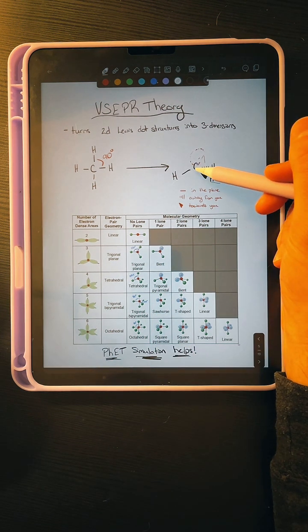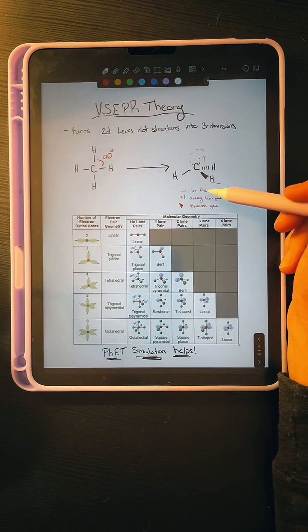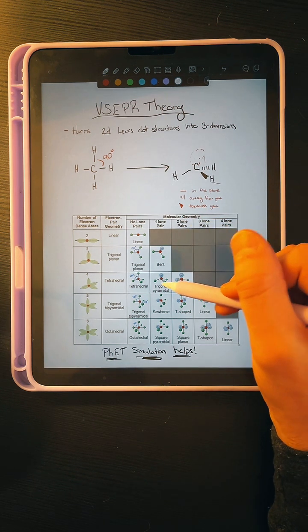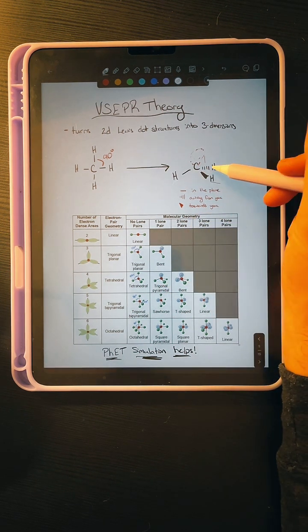Pyramidal because it's going to be a pyramid. We have a point and then some things coming off of it. And then we have a trigonal because the base forms a triangle, right? 1, 2, 3.